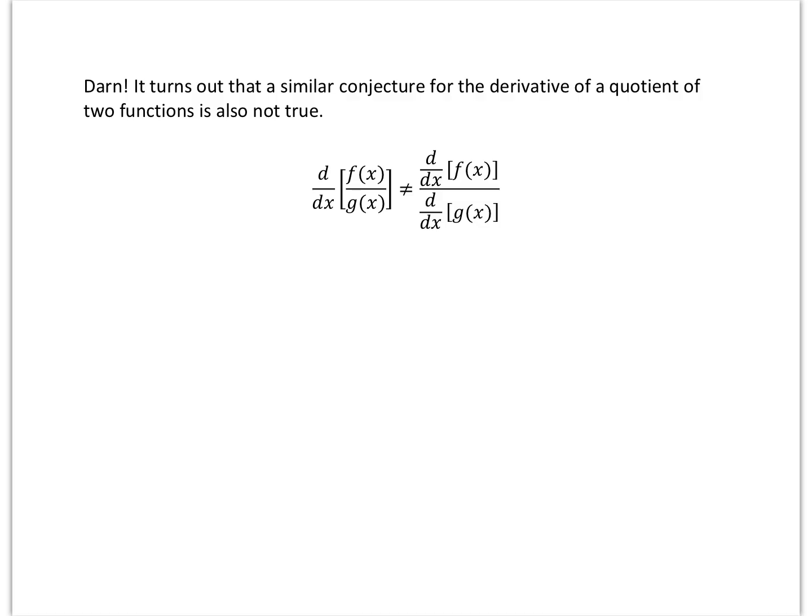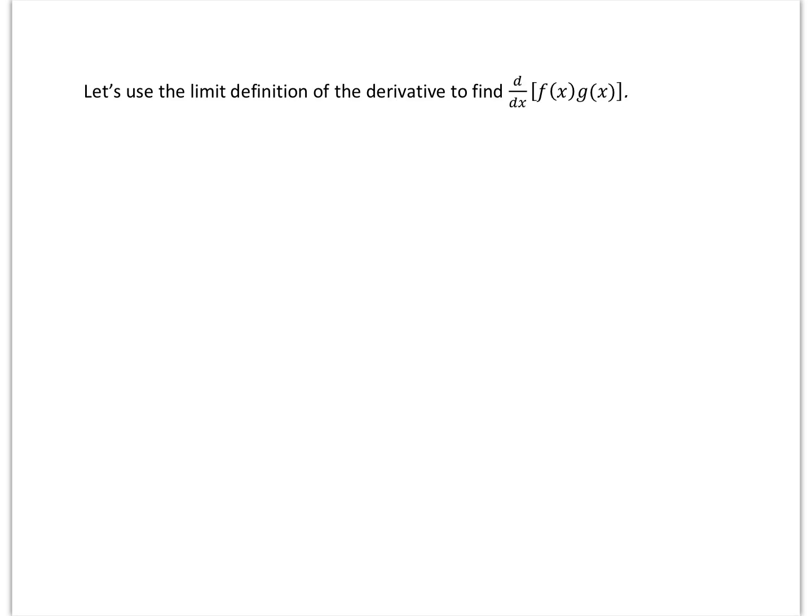It also turns out that a similar conjecture for the derivative of a quotient of two functions is also not true. The derivative of f over g does not equal the derivative of f divided by the derivative of g. So, in the absence of the confirmation of the easy rule, we have to use the limit definition of the derivative to try to find d dx of f times g.